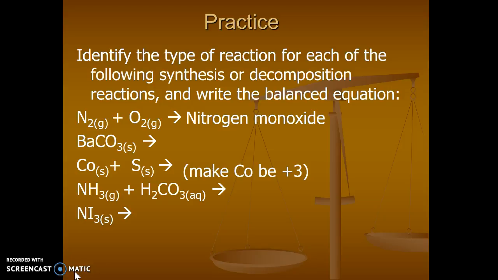So, identify the type of reaction. N2 plus O2 gives you nitrogen monoxide, which is NO. And what kind of reaction is that? Well, it's synthesis because you've only made one product. BaCO3 decomposes. What do you think you're going to end up with? Well, first, let's determine if it's synthesis or decomposition. Given that you have one reactant, it's decomposition. So barium oxide, BaO, plus CO2.